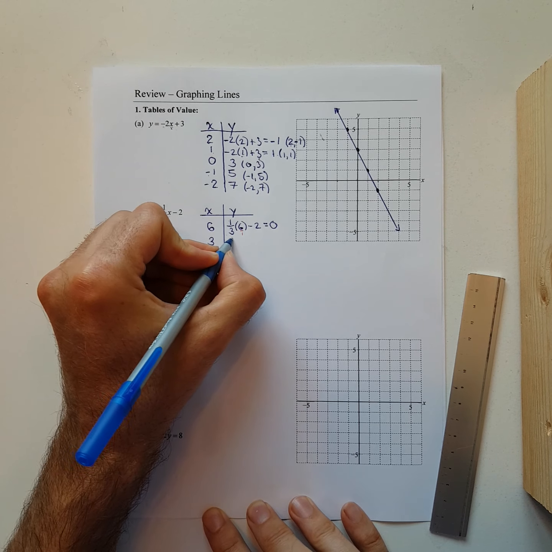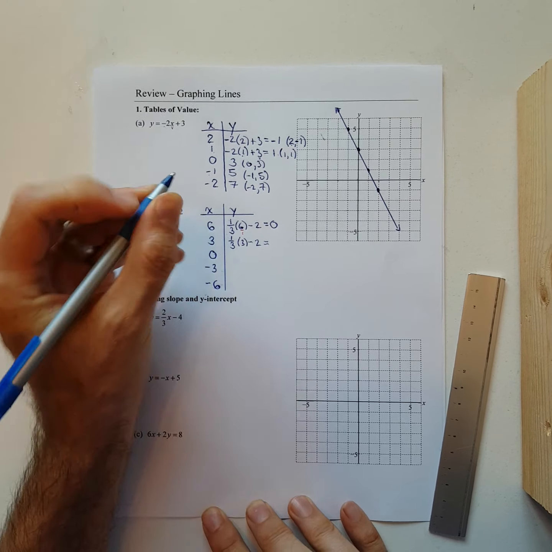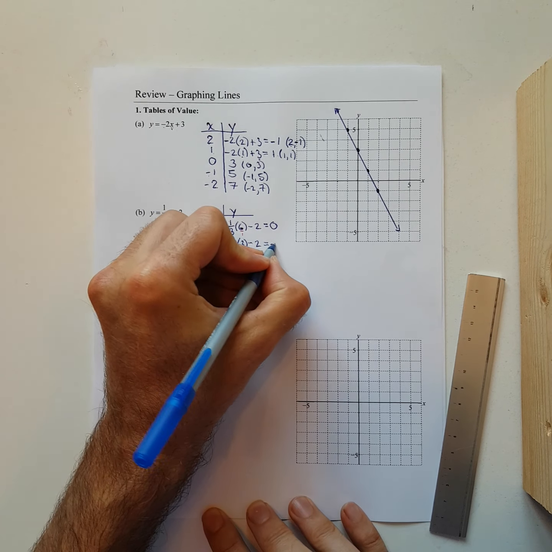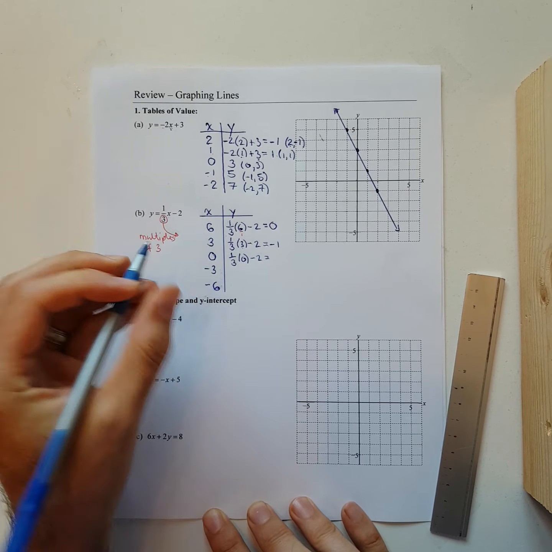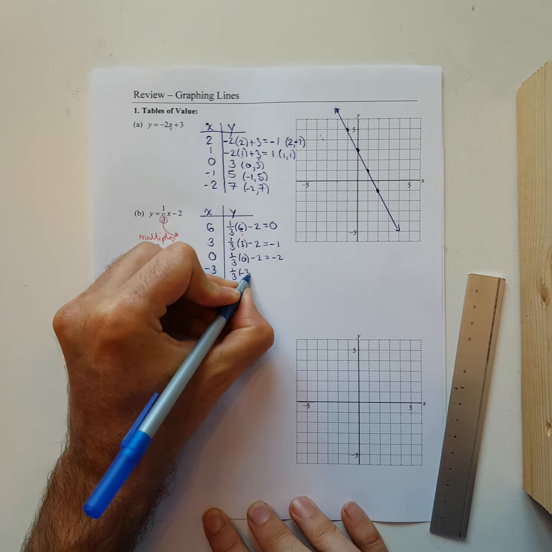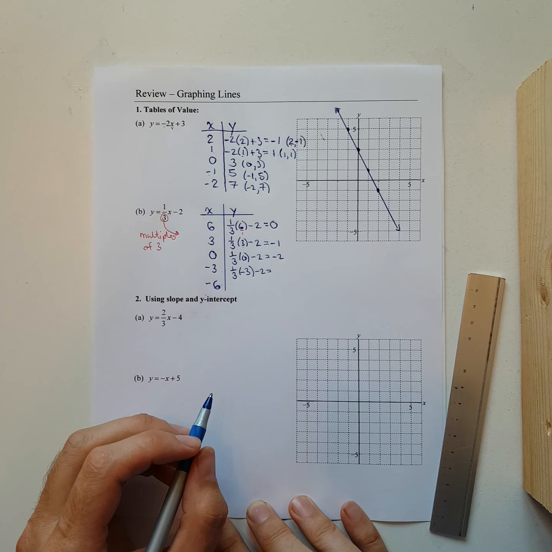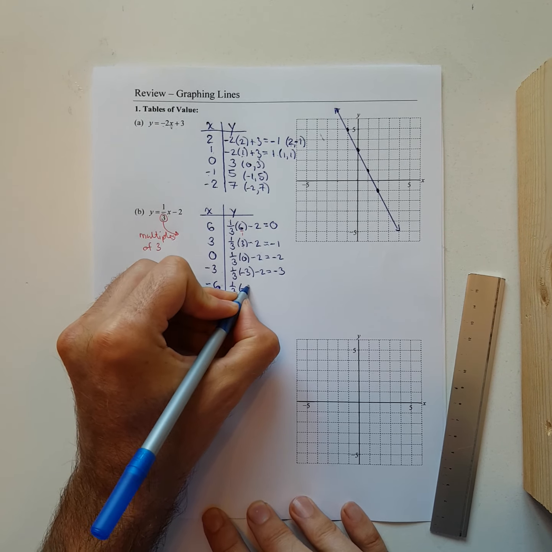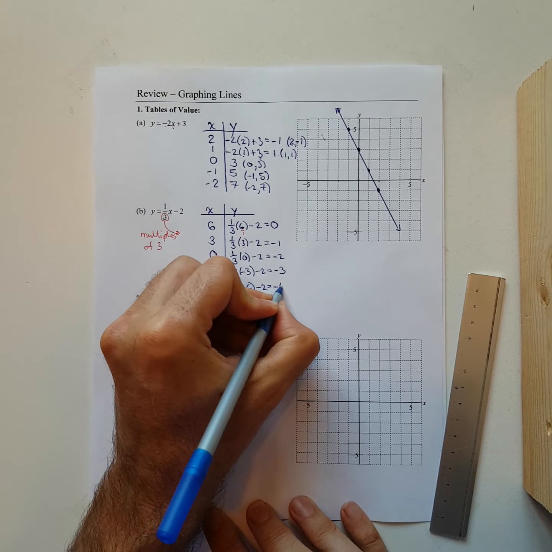And if I sub in 3, I have 1/3 times 3 minus 2. 1/3 times 3 will give us 3/3, that's 1. Minus 2 is -1. If I do 1/3 times 0 minus 2, that works quite nicely. We end up with 0 minus 2. If I do 1/3 times -3 minus 2, again, that will give us -1 minus 2, gives us -3, and then 1/3 times -6 minus 2 gives us -2 minus 2 will give us -4.